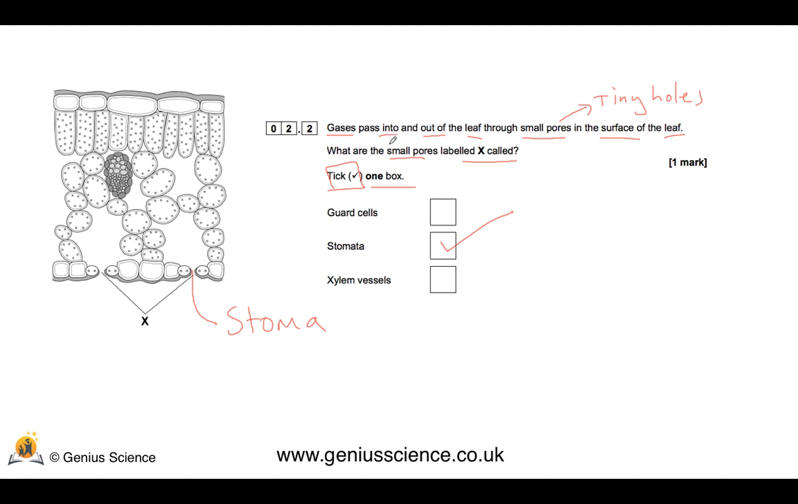And the gas is passing into and out of the leaf. A little bit of background for you. So into the leaf, it's going to be the carbon dioxide. And out of the leaf, you're going to have some oxygen, as that's a product of photosynthesis. And you may also, due to transpiration and a bit of evaporation on the surface of the leaf, get a bit of water vapour leaving the leaf as well.